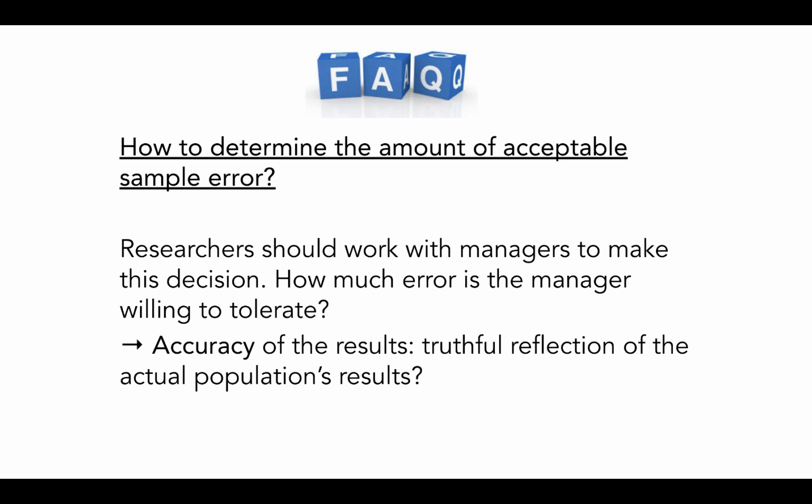Another question I often get is, how do you even determine the amount of acceptable sample error? And this is tricky because, of course, researchers want to have as much precision as possible, whereas management wants to save some money on how much they spend on outsourcing that research. So how much error is a manager really willing to tolerate? How much do you want to compromise on the accuracy of your results?